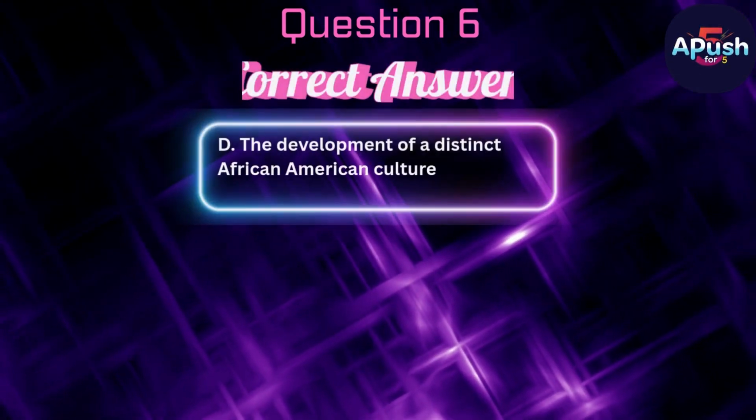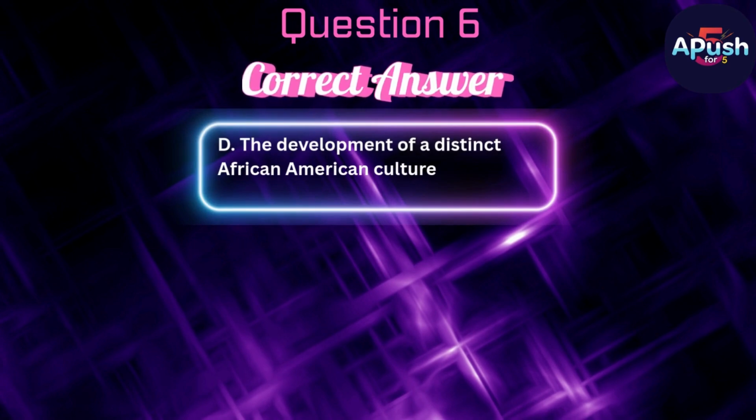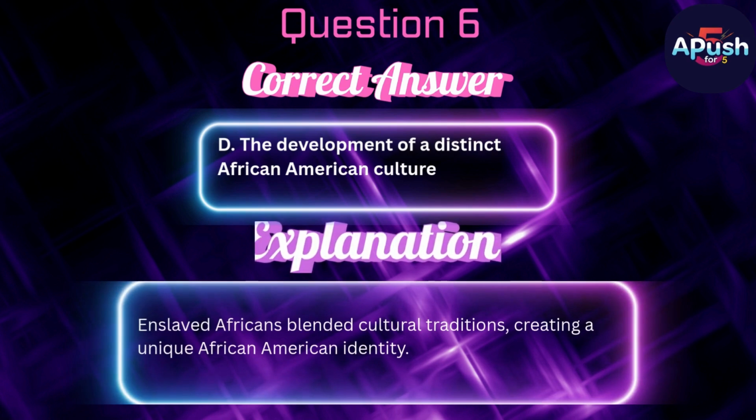The correct answer is D. The development of a distinct African American culture. Enslaved Africans blended cultural traditions, creating a unique African American identity.